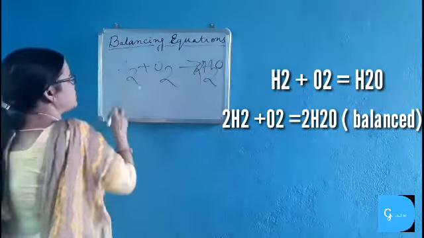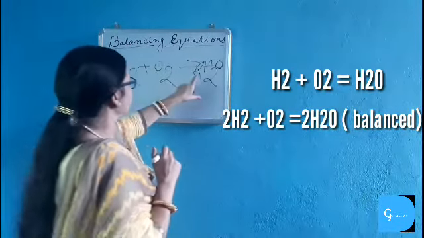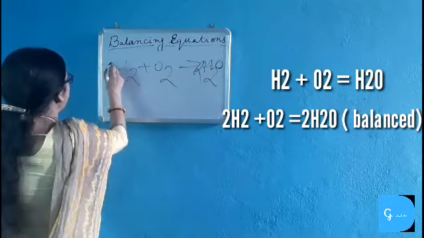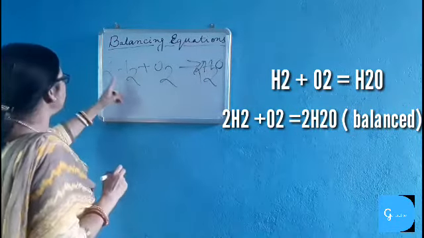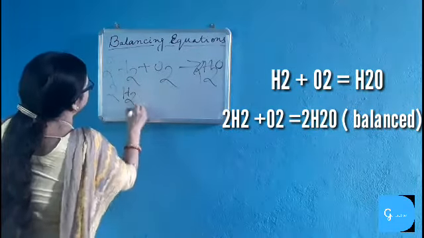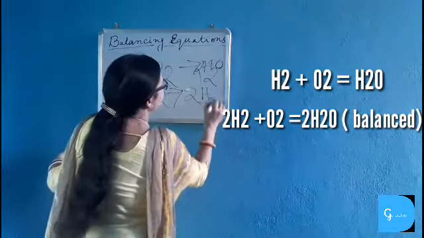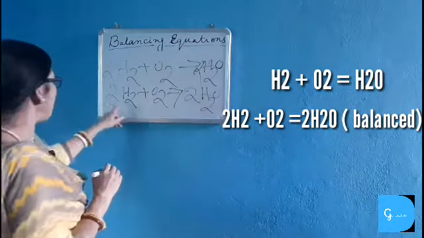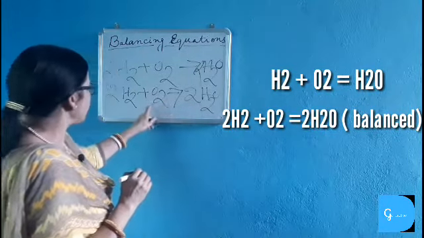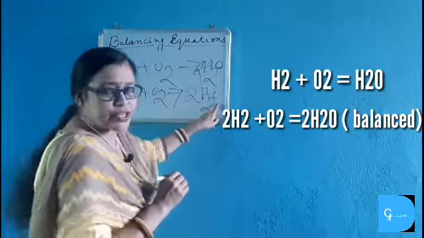Now hydrogen. The hydrogen on the reactant side has 2 atoms, but on the product side there are 4 hydrogen atoms. So it is unbalanced. Now if we put 2 here, it becomes 4 hydrogen atoms. Now see, 2H2 plus O2 is equal to 2H2O. Now there are 4 hydrogen atoms on the reactant side and also 4 hydrogen atoms on the product side. Oxygen: 2 atoms on the reactant side and 2 atoms on the product side.